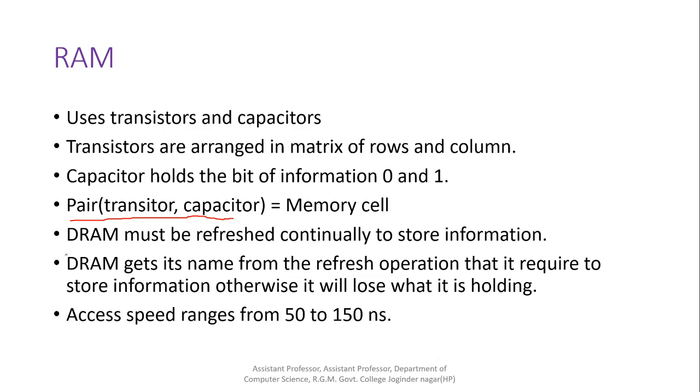So dynamic RAM, or DRAM, must be refreshed continually to store the information. As they are refreshed continually, otherwise they will lose the information that they are holding in the DRAM. The access speed of these dynamic RAM ranges from 50 to 150 nanoseconds.